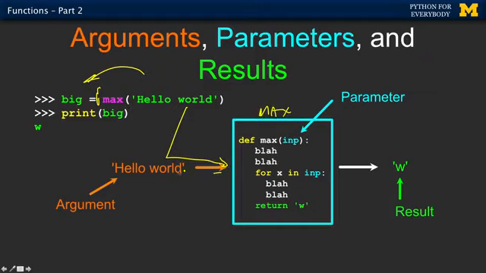And so hello world comes into max as some parameter. We don't know what it's named inside max. We really don't care. But it's going to do something, read some stuff, check to see if it's a string or something, and then it's going to loop through a bunch of stuff and figure out what the largest thing is, pick the W as the largest one, and then it's going to execute a return statement because it has to pass back the W to us, right?